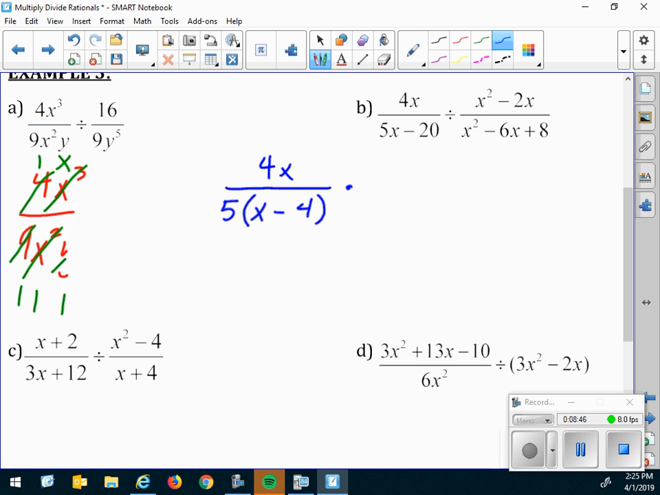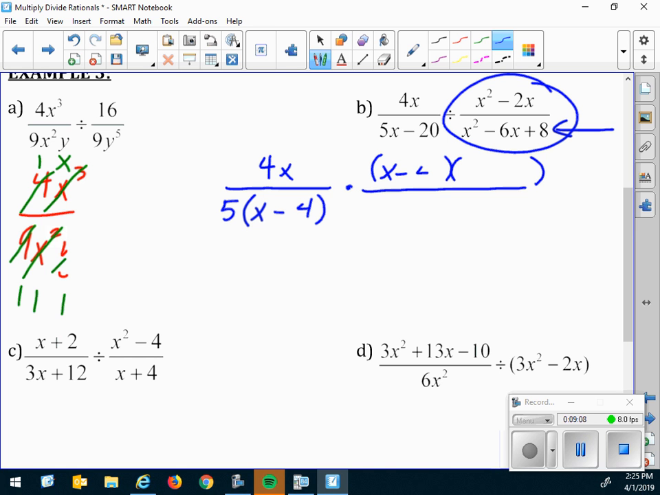Now, remember, we're going to multiply by the reciprocal of this. So that's going to be the new numerator, right? Are you with me that that's going to be the new numerator? So let's go ahead and factor it. x minus 4 times x minus 2. And then this is going to be my new denominator. And I heard x times x minus 2.